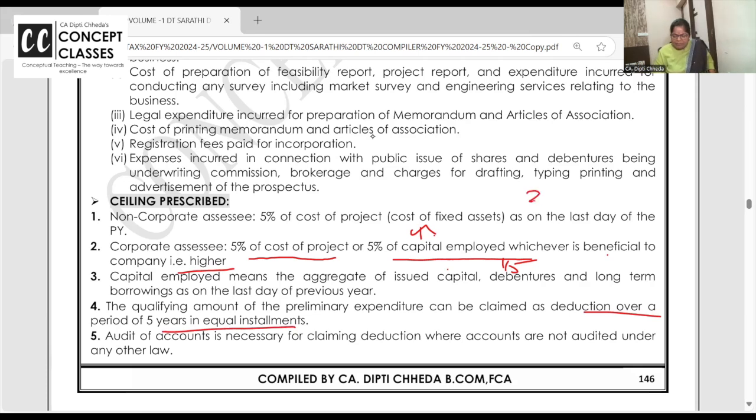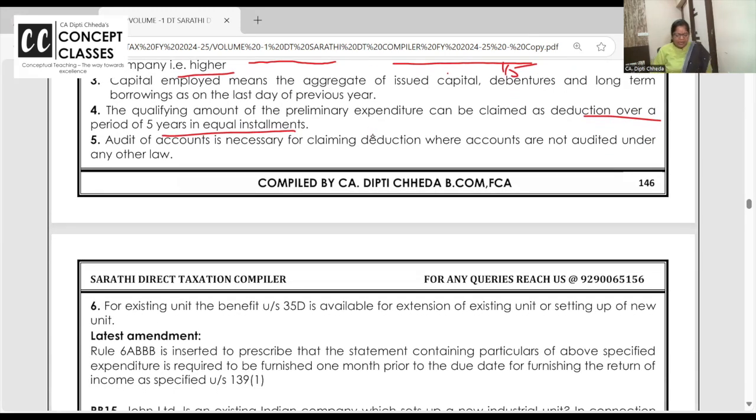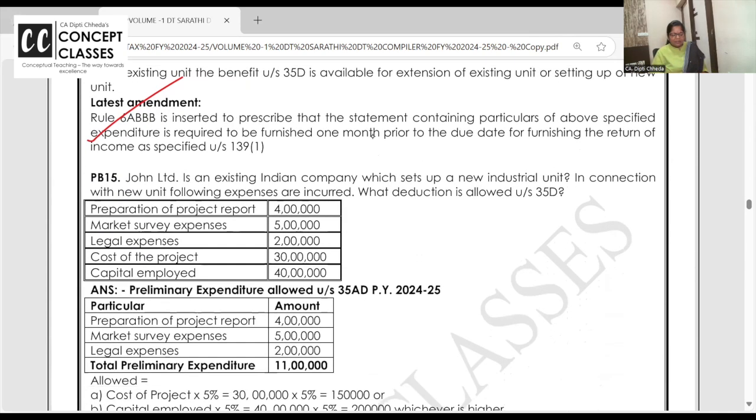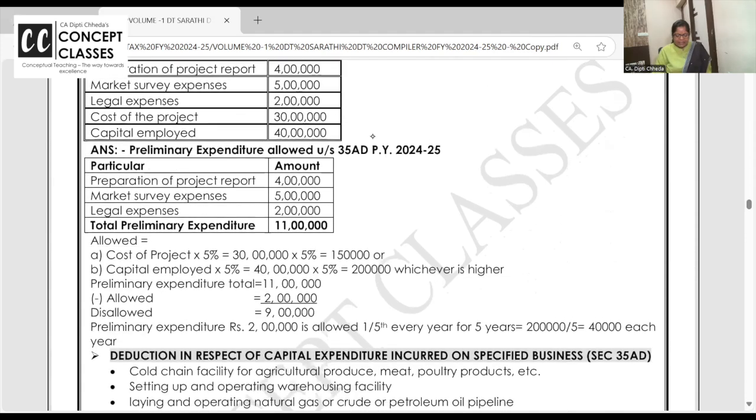So suppose your preliminary expenditure is 2 lakh divided by 5, 40,000 is allowed every year. An audit of accounts is necessary. Last year they gave an amendment that if you are claiming one fifth preliminary expenses in your return, you need to have proper proof of the expenditure. Yeah. And a question related to the same.